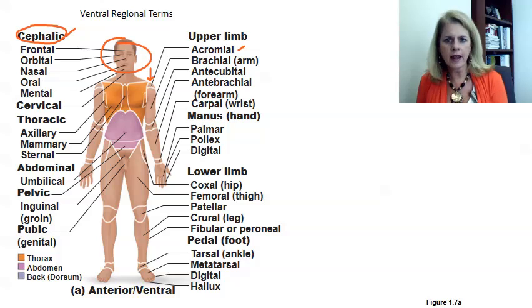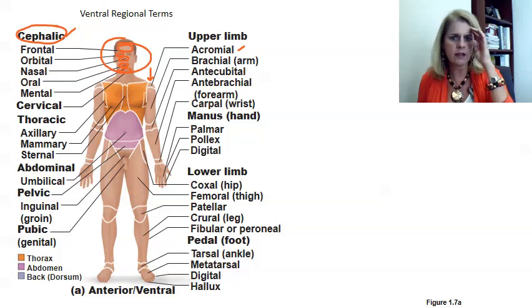Well, within that head, you can divide it into smaller and smaller regions. The frontal region, the forehead, the orbital region is the region around your eye, your nose is the nasal region, the mouth is the oral region, your chin is known as the mental region. Okay? So you have large regions and then small regions.